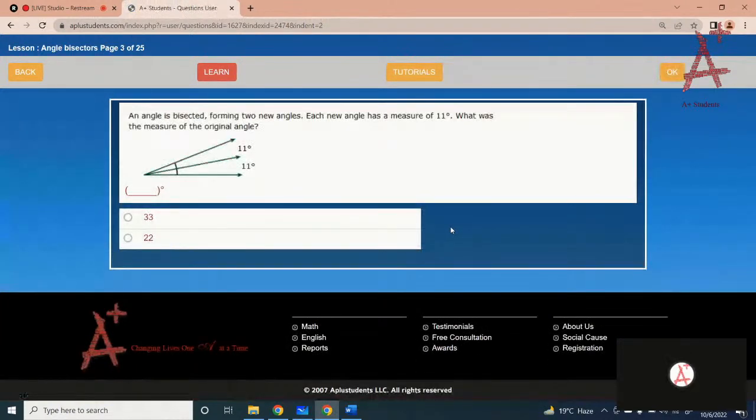Okay, the next one is: an angle is bisected, forming two new angles. Each new angle has a measurement of 11 degrees. What was the measure of the original angle? After bisection, they are 11 degrees. So before bisection, they are 11 times 2, which is 22. Very good, Ash. It is 22.